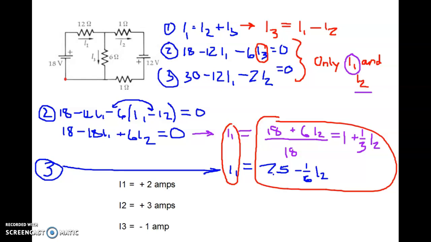If we had drawn that arrow for I3 upward and done the work exactly the same other than that and solved, we would have ended up with +2, +3, +1. You'll get the same answer when you interpret it correctly, regardless of your loops.